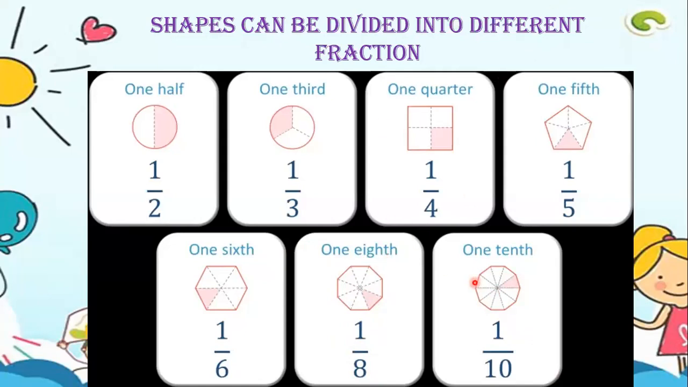Now come to this shape. In this shape, there are 10 equal parts, out of which one part is shaded. So the shaded part we have written in the numerator place, and the total number of parts we have written in the denominator place. And this is called 1/10.